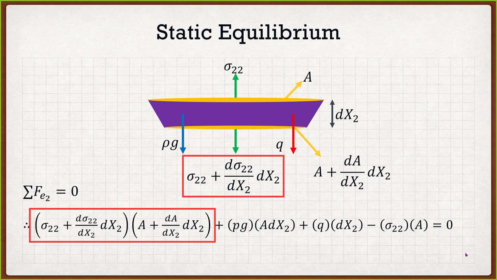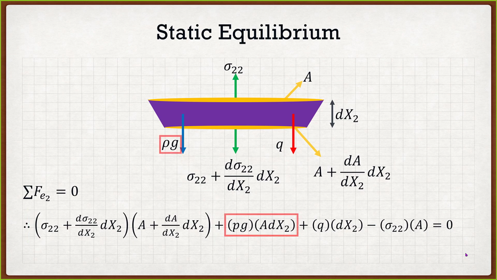We have basically a stress multiplied by its corresponding area. We have the density times gravity multiplied by its corresponding volume. We have Q times the thickness, dx. And then we have the stress at the top multiplied by its corresponding area. And of course, if this is in static equilibrium, it's all going to equal 0.